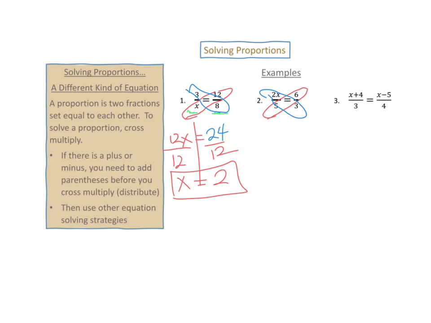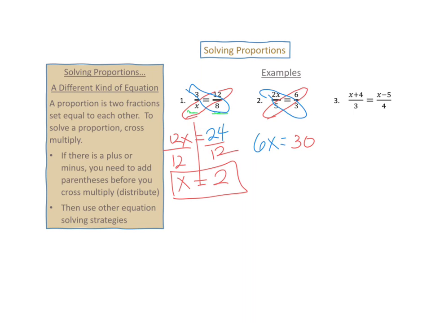Did you stop the video and solve it? I hope you did. Let's take a look at this first one. 2x times 3 is what? It's 6x, right? And 5 times 6 is what? You said 30, you are correct.